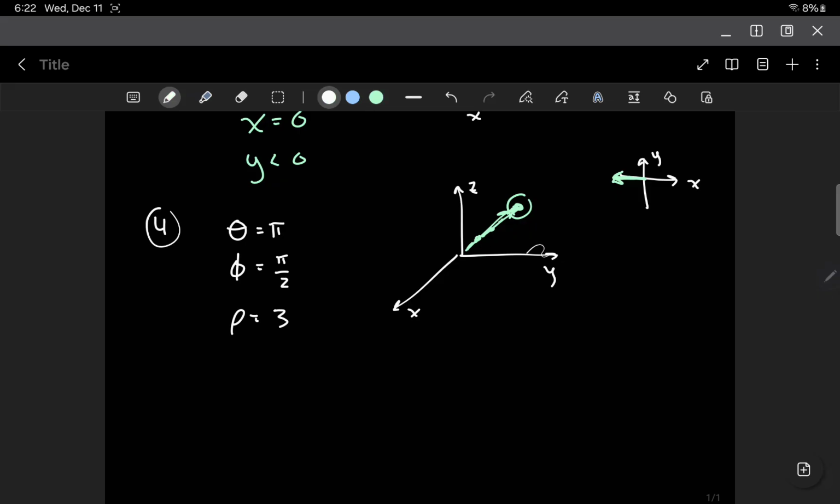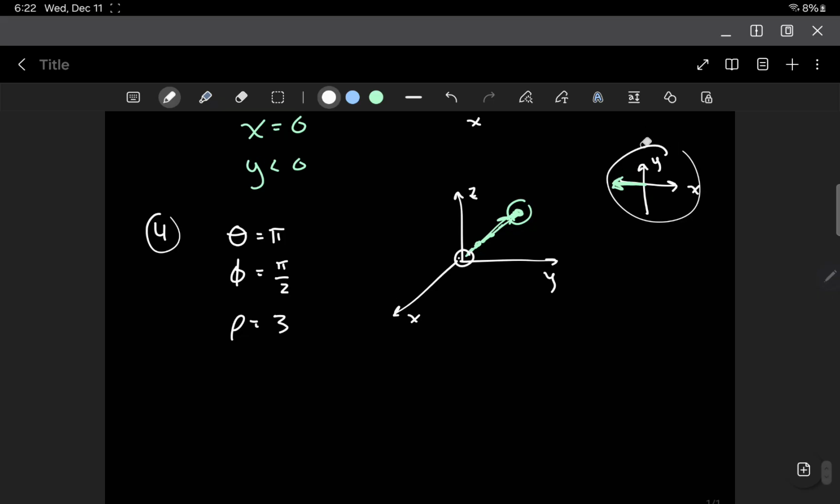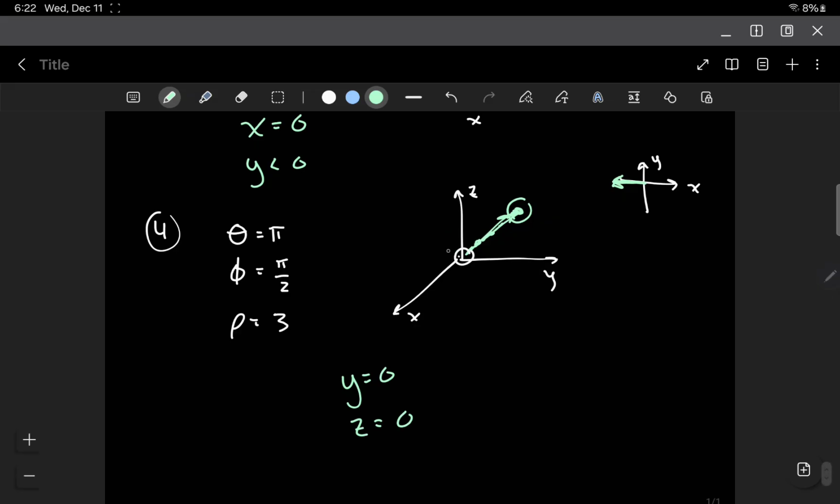So is y positive, negative, or 0? Well, it's not moving that direction or the other. It's going to be 0. You can see that in the 2D drawing as well. Y is 0 when we're pointed in this direction. And Z is also 0, right? We're not looking up or down. Due to this, we're looking straight ahead for that.